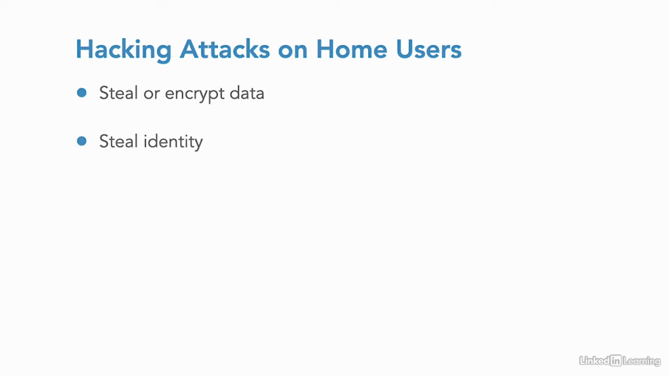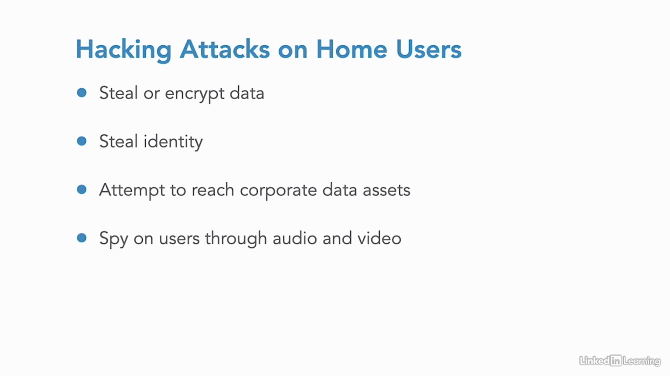They could steal the identity of the person and open up credit cards and other things that could end up ruining the person's credit. They could attempt to reach corporate data assets. If the user is logged in through remote desktop or through VPN, then they gain access to the desktop of the remote user, then they could potentially get access to the data assets of the corporation. And they can spy on the users through audio and video. Now, this not only is a privacy issue, but this is also a legal issue for the corporation. If you have a company-issued laptop, for instance, that somehow gets breached, and then the user has their audio or video stolen and posted online, then it could leave the corporation liable for damages.